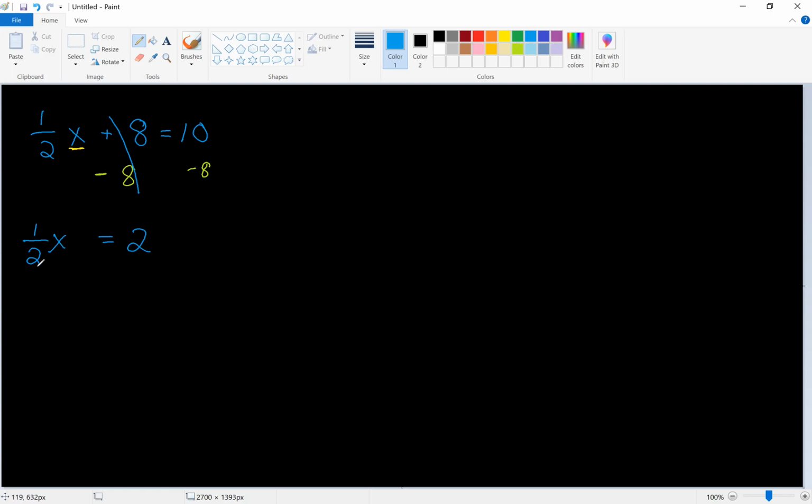Now at this stage, I've got this fraction, and this fraction of 1/2 is really being multiplied times x, right? This equation says 1/2 times x equals 2. So to undo multiplication, the inverse, the opposite is division. So you might say to yourself, okay, I'm going to take this equation. I'm going to come over here to the other side, and I'm going to divide both sides by 1/2, right? That is the opposite of multiplying by 1/2.